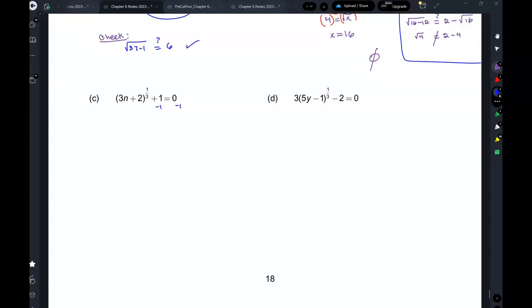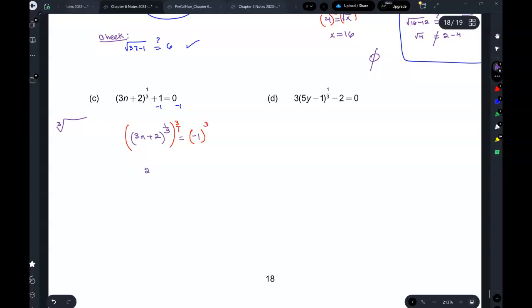So I have (3n + 2) to the power of 1/3 is equal to negative 1. Now, this is an exponent of 1/3, so that's the same as a cube root, right? How do you get rid of a cube root? You would raise it to the power of 3, correct? Now, when it's in exponent form, you also want to raise it to the power of the reciprocal, 3 over 1. So this also to the power of 3.